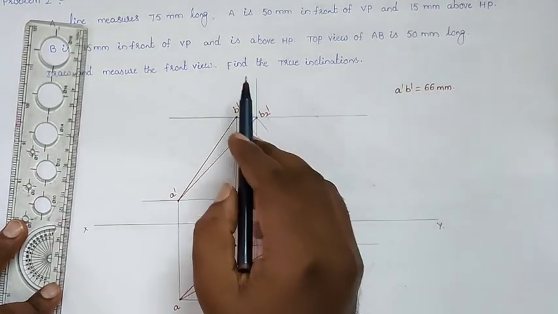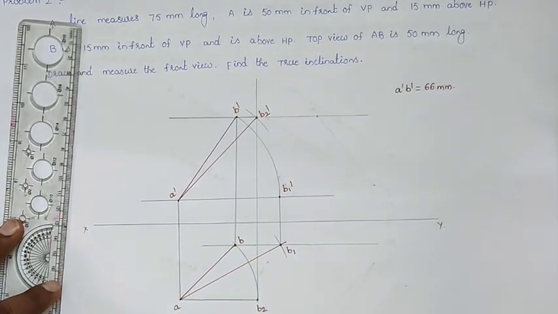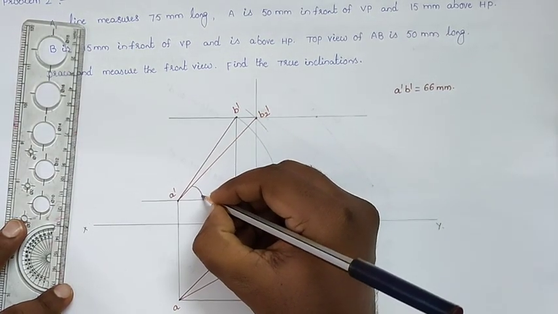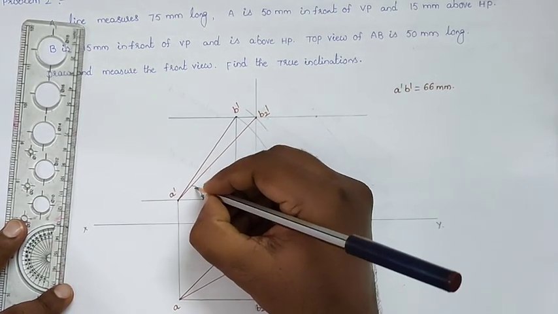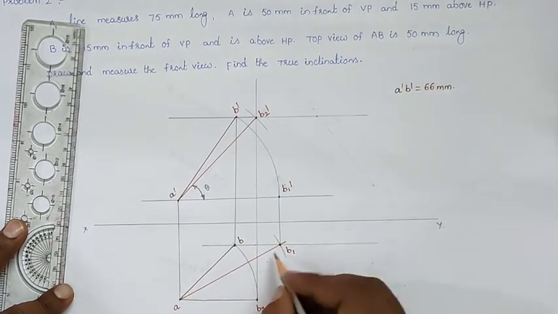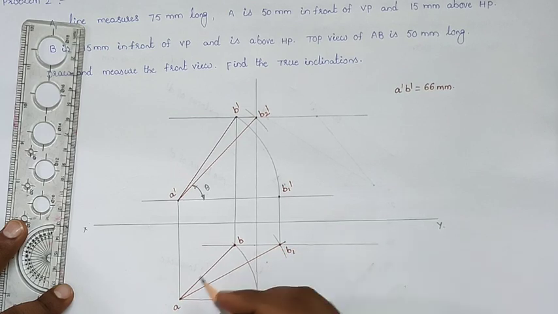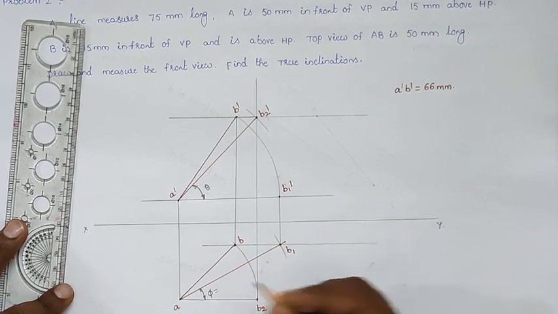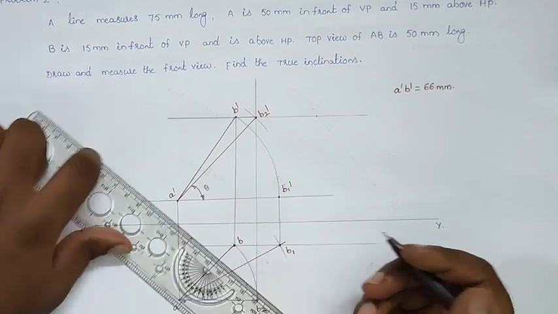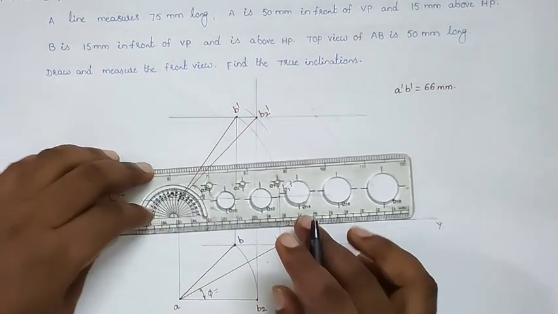And also they are asking to find the true inclinations. So the true inclination with respect to HP, that means this angle, should be theta. We can find out this angle. And also the true inclination of AB1, so the angle with respect to the VP. This angle should be phi. So we can measure by using your protractor. We will get the angle.